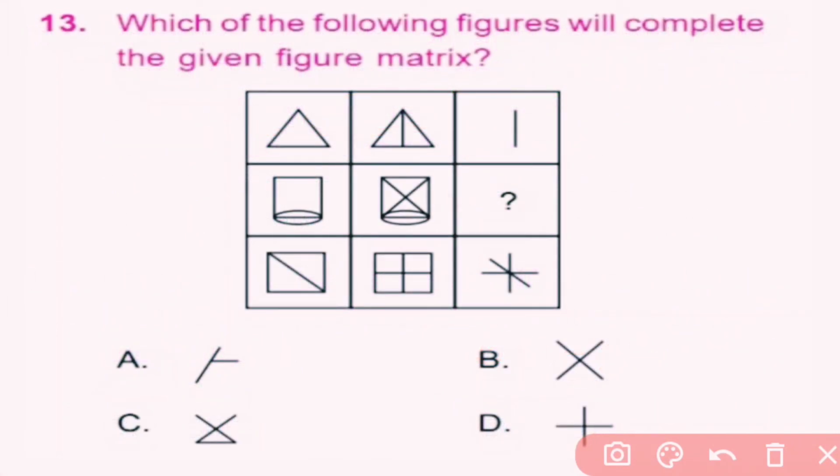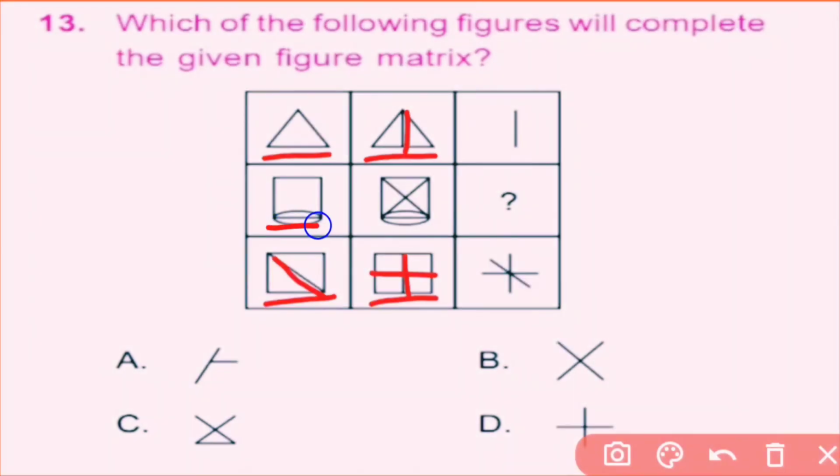Question number 13. Which of the following figures will complete the given figure matrix? In these first two figures, uncommon is this line. And in these two figures, these lines are uncommon. So in these two figures, uncommon is this. So instead of question mark, this will come. So here B is correct answer.